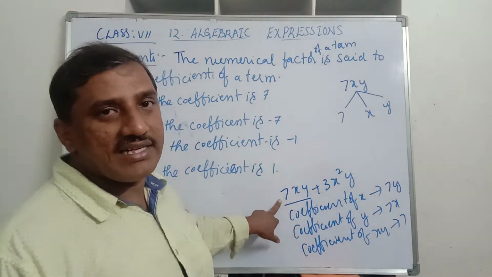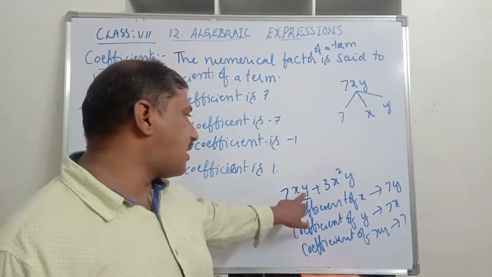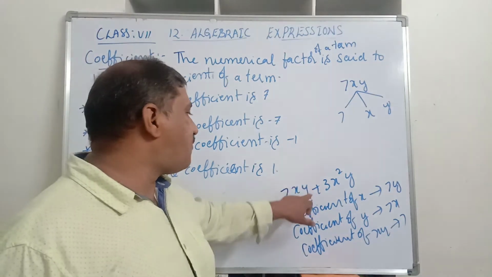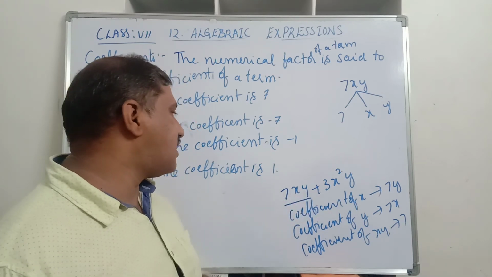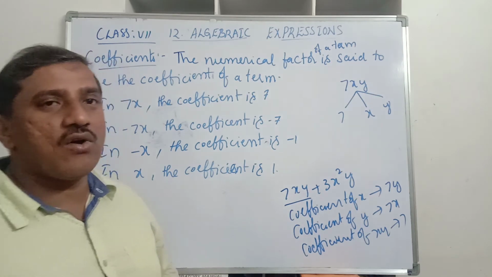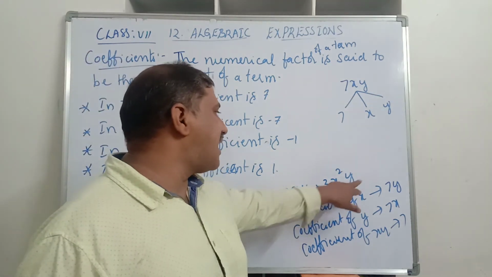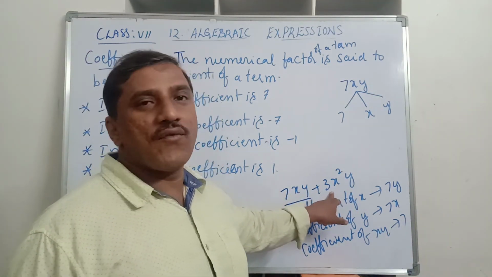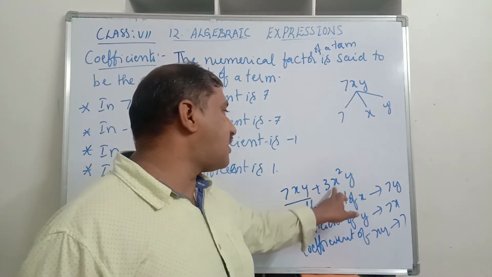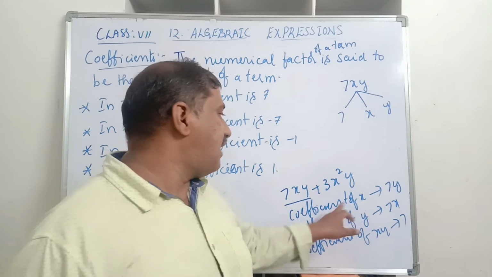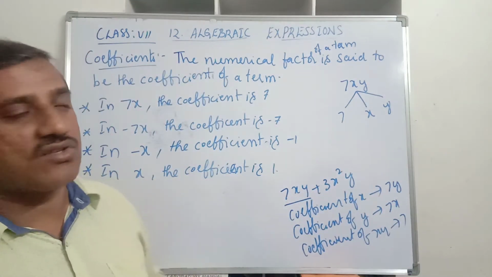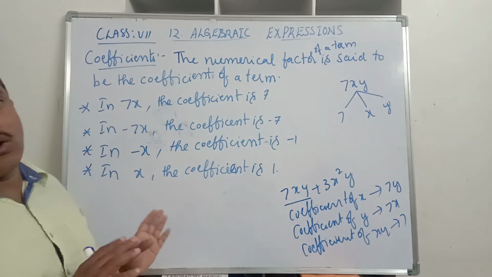In 7xy, 7 is a factor, x is a factor, and y is a factor. For x, the leftover, that is 7y, is the coefficient. For y, 7x is the coefficient. For xy, 7 is the coefficient. Similarly, if you take 3x square y, 3 is the coefficient of x square y, and y is the coefficient of 3x square. 3y is the coefficient of x square. Like this, we will find the coefficients.